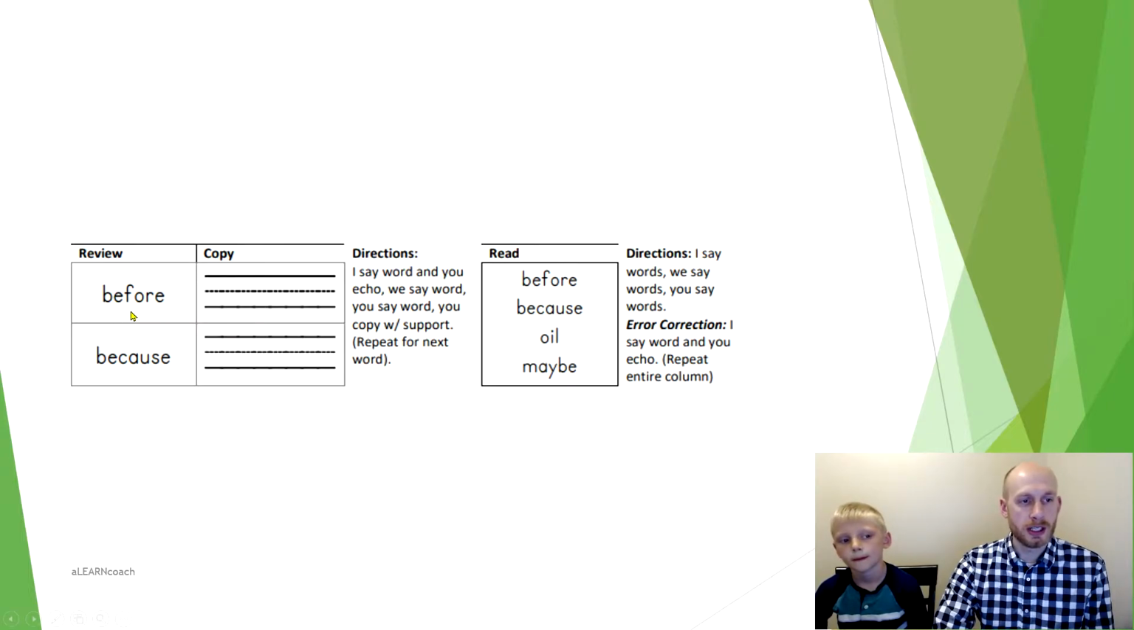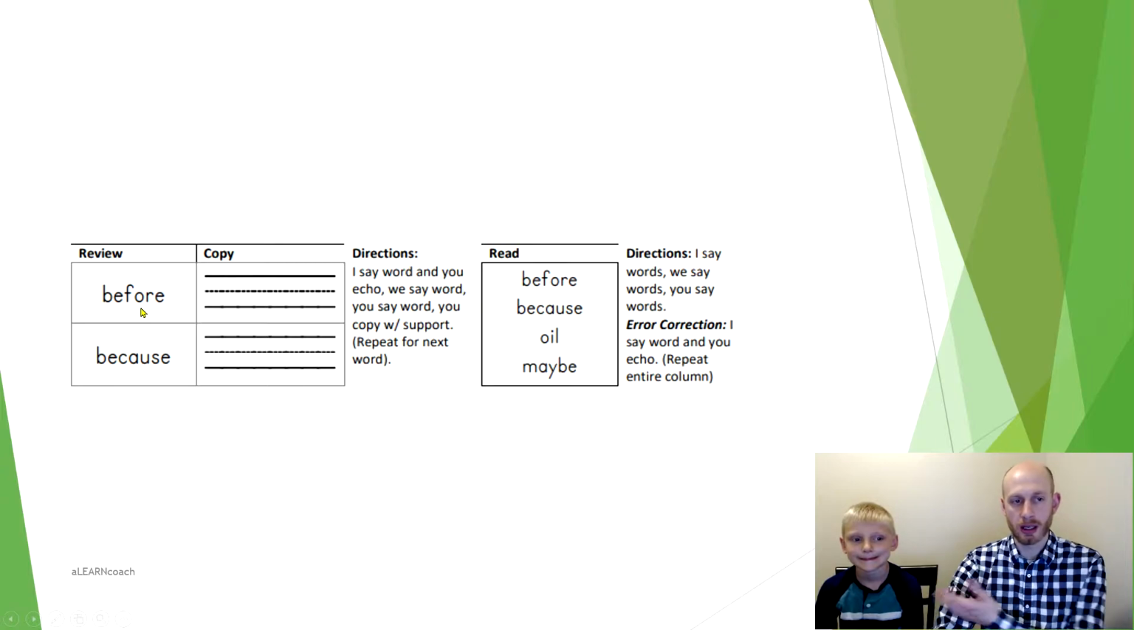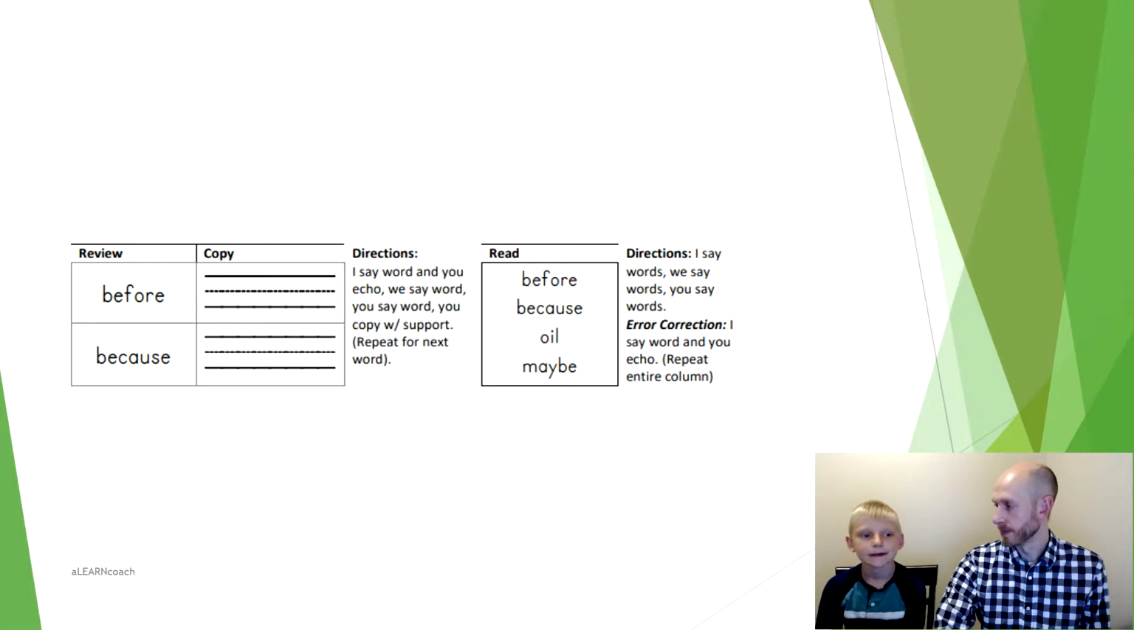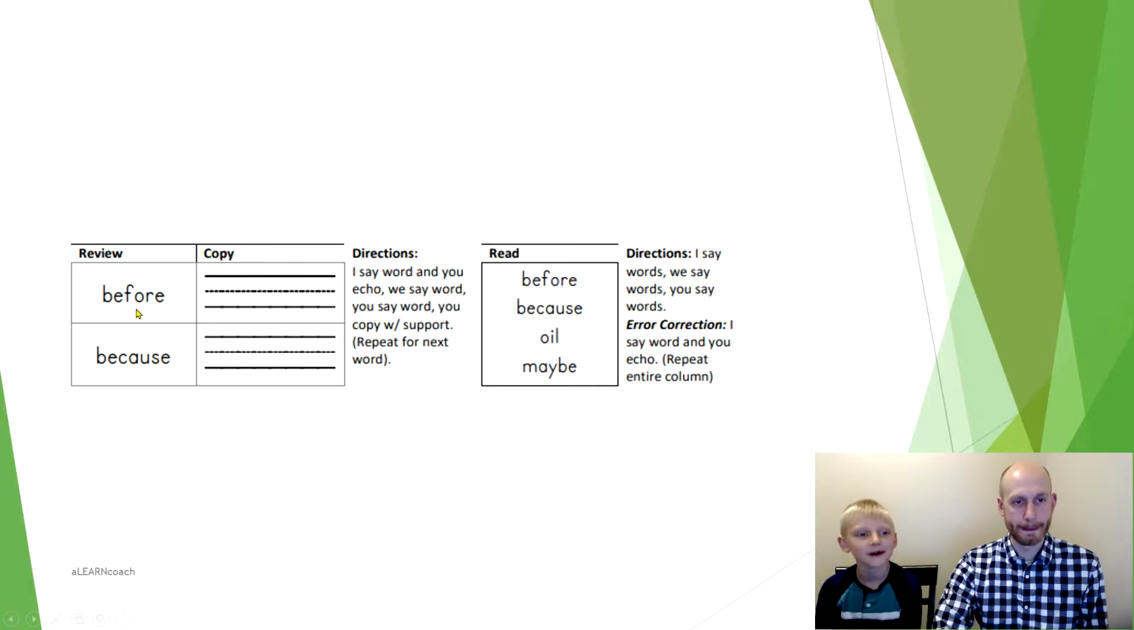Here's our first activity. Following the directions, I say the word and he'll echo, and then we say the word and then just he'll say the word. Before. Again. Before. Then he's going to copy the word here. If he makes any mistakes, I'm going to provide support. Then we move on to the next word and he'll copy.